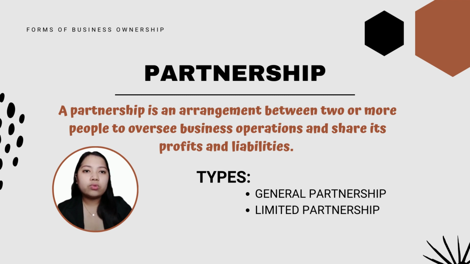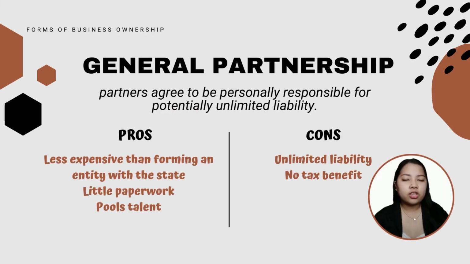So within the narrow sense of a for-profit venture undertaken by two or more individuals, we have two main categories of partnership. These are the general partnership and the limited partnership. The first category of partnership is the general partnership, where partners agree to be personally responsible for the potentially unlimited liability. So here are its advantages or pros.